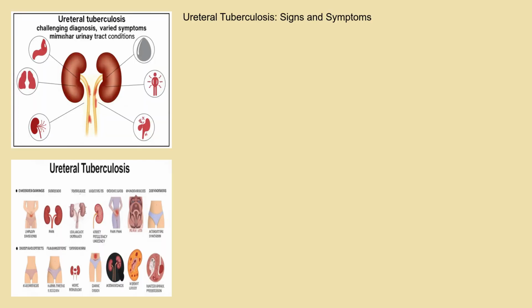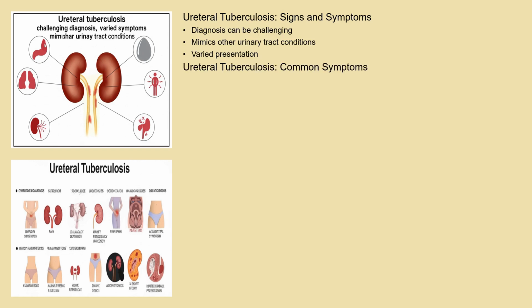The signs and symptoms of ureteral tuberculosis can be varied and often mimic other urinary tract conditions, making diagnosis challenging. Common symptoms include frequent urination, painful urination, blood in the urine, hematuria, flank pain, and back pain. Because it is almost always secondary to pulmonary tuberculosis, patients may also present with symptoms such as a chronic cough, fever, night sweats, and weight loss. In advanced cases, symptoms related to kidney damage may appear, such as swelling in the legs and ankles, fatigue, and decreased urine output. Many times patients can be asymptomatic until advanced ureteral strictures are present.